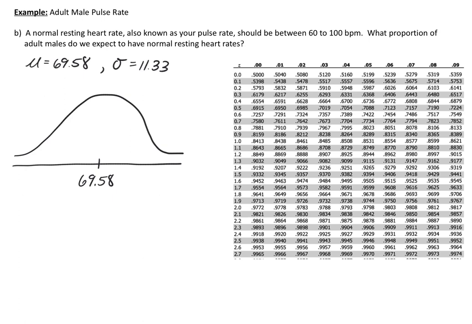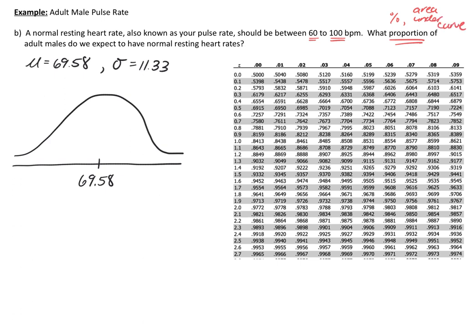Okay, in this problem, we want to know what proportion of adult males have normal resting heart rates, if a normal resting heart rate for an adult male is between 60 and 100 beats per minute. Real quickly, another word for proportion is percentage. So you can think of this question as what percentage of adult male pulse rates are between 60 and 100 beats per minute? Or you can think of the proportion as the shaded area under that bell-shaped curve.